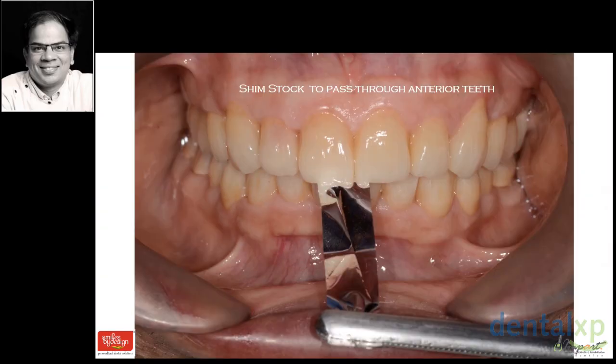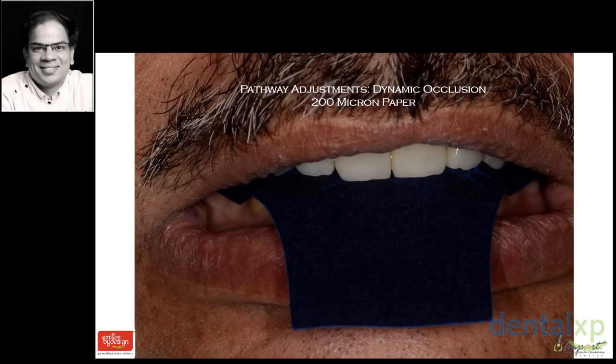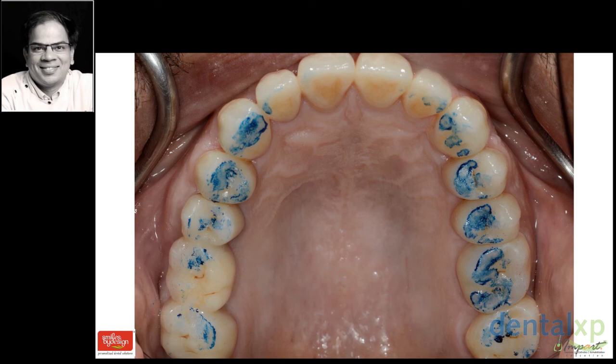Then you do your pathway adjustments based on the Beckman-Coyce article and do the dynamic occlusion adjustment with a 2 on paper, and these are our pathway contacts for the upper arch. Any contact that you get on the parietal slope of the buccal cusp of the upper teeth, all these areas where the arrow is here has to be taken off. Any contact on the incisors like here has to be taken off.